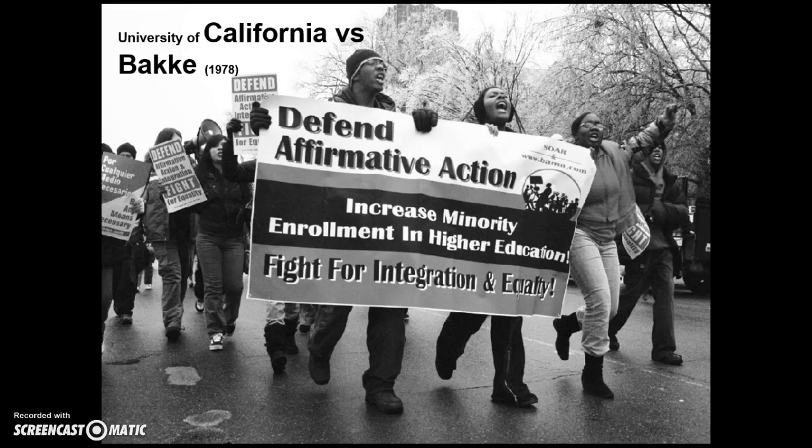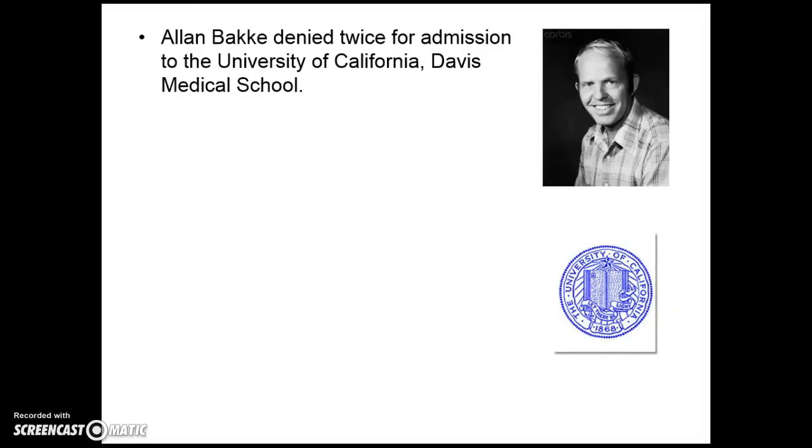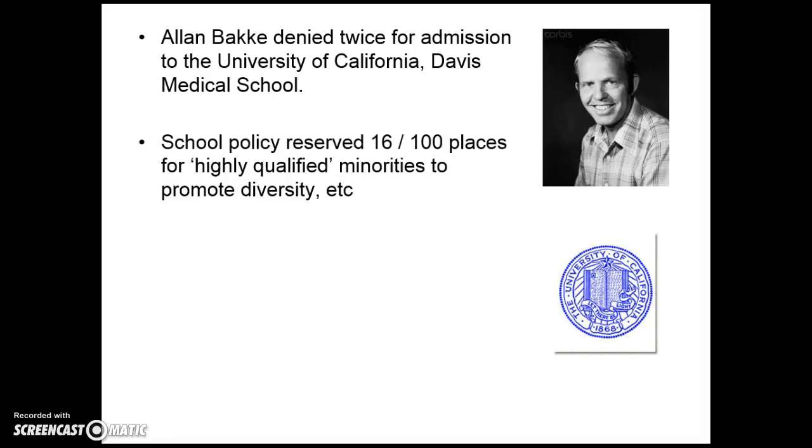One case where that came up the first time in the Supreme Court is called University of California versus Bakke, in the late 70s. Alan Bakke, the gentleman in the top right, was denied twice admission into the medical school at UC Davis, which is a pretty prominent school and difficult to get into. The school policy at that time was that 16 out of 100 places were reserved for high-quality minorities, so they could promote diversity and practice affirmative action.